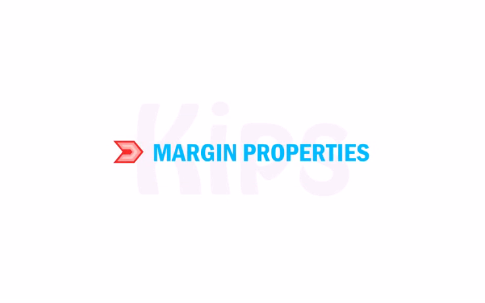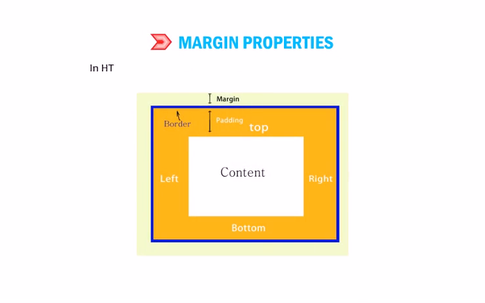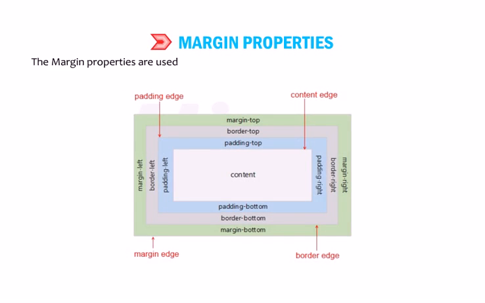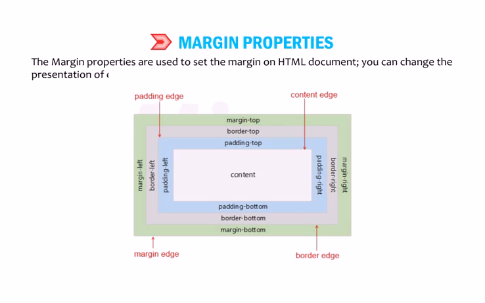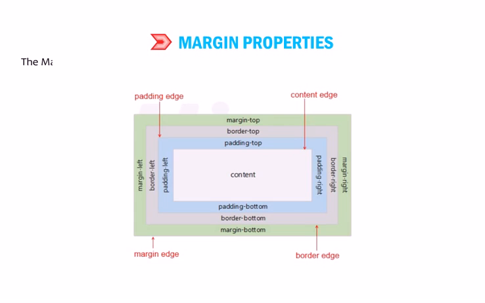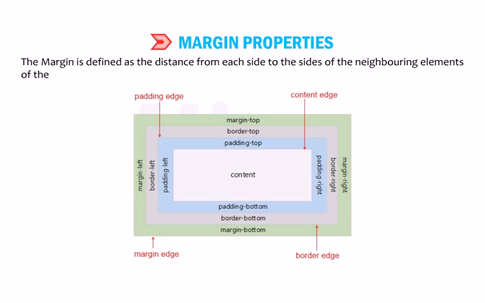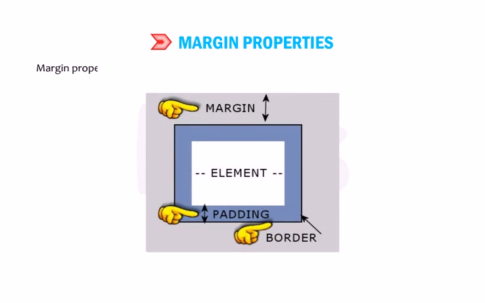Students, let's talk about margin properties. In HTML, each element has 4 sides: right, left, top and bottom. The margin properties are used to set the margin on an HTML document. You can change the presentation of elements by setting the margin and padding properties. The margin is defined as the distance from each side to the sides of the neighboring elements of the document. Margin properties are used to specify the amount of free space surrounding an element.